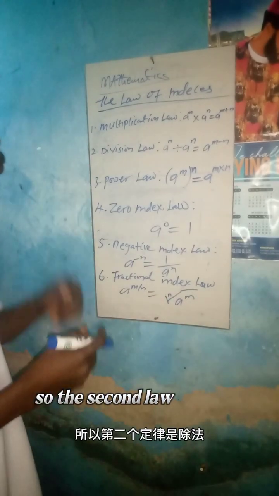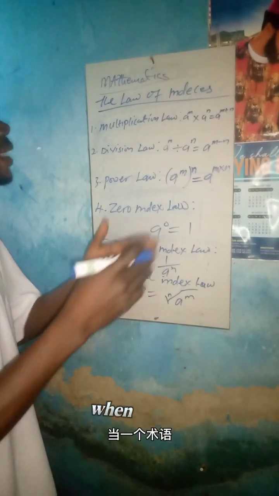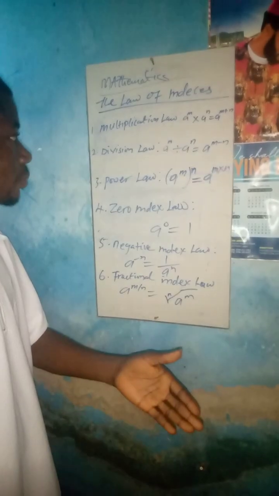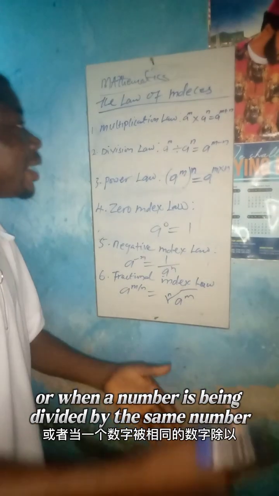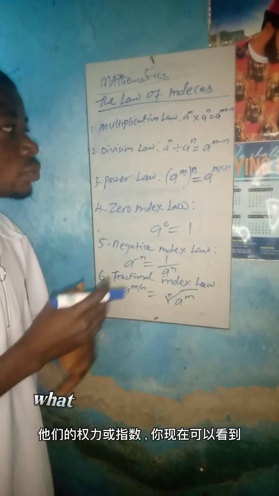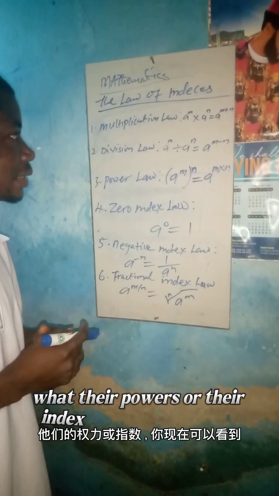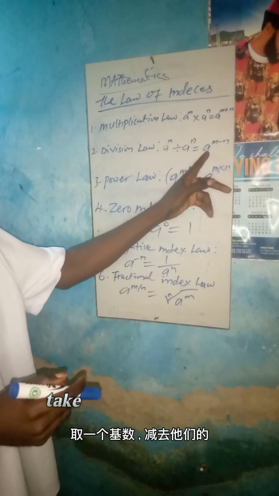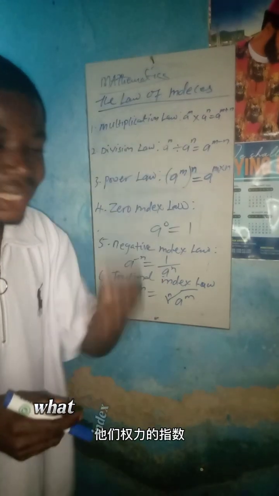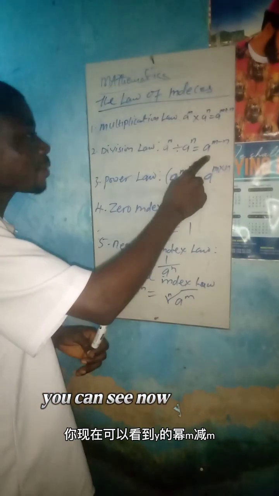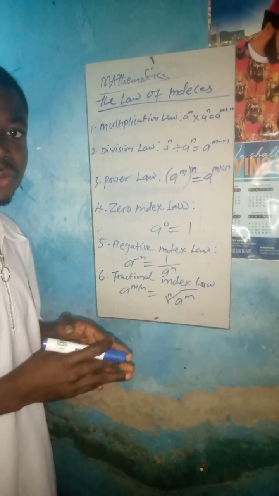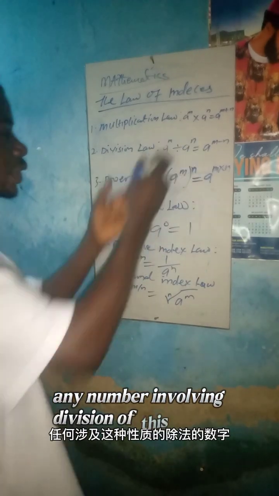So the second law, which is the division law: when a term is being divided by the same term, or when a number is being divided by the same number, what? Take the number and subtract their what? Their powers or their indices. As you can see now, take one base and what? Subtract their what? Indices or their powers. You can see now a raised to power m minus n. That is how to work with what? Division. Any number involving division of this nature.